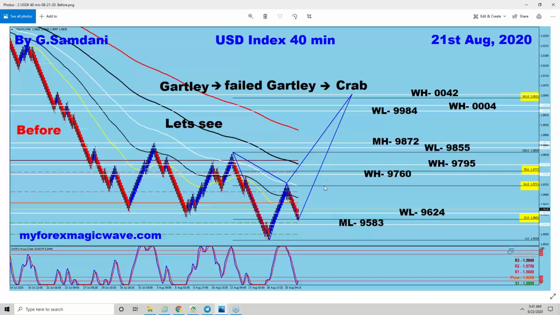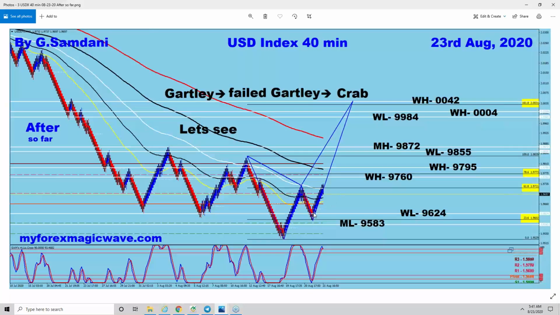but it's not going to play out. It will break the girdle, in fact fail the girdle, and continue going to the upside, and it will turn into a crab pattern at 1.618. These patterns have a specific calculation, right? So now this is what happened so far.